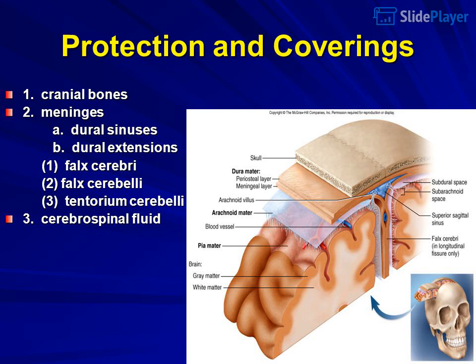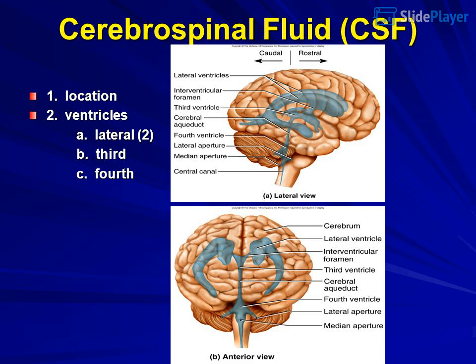A. Dural sinuses. B. Dural extensions. 1. Falx cerebri. 2. Falx cerebelli. 3. Tentorium cerebelli. 3. Cerebrospinal fluid, CSF. 1. Location.